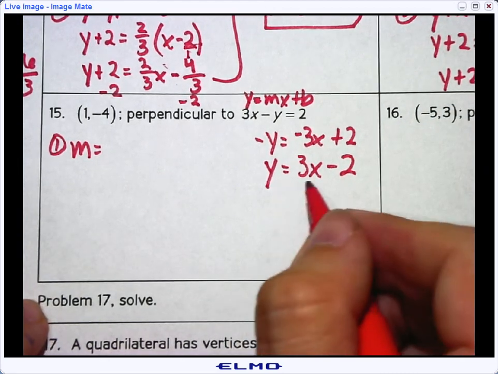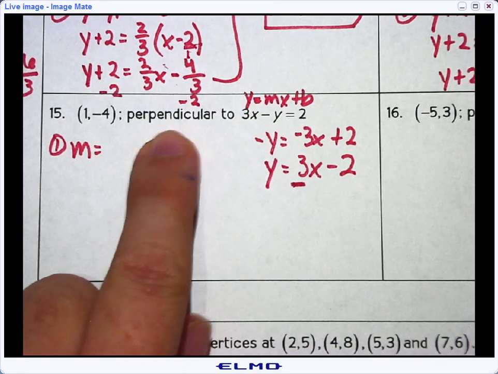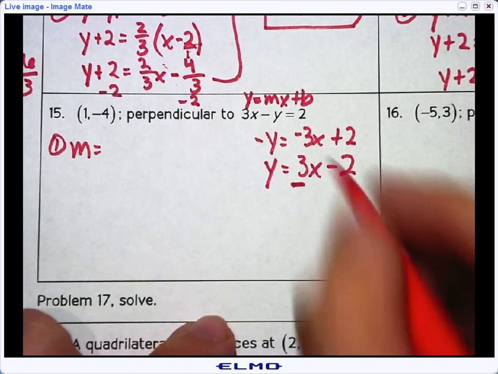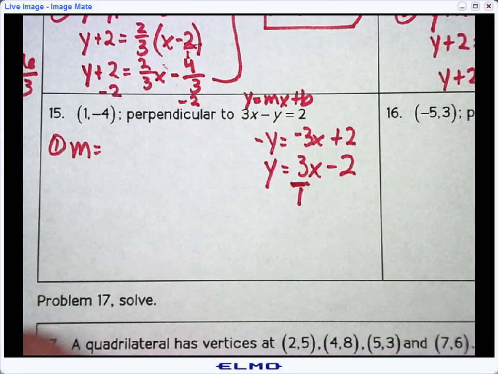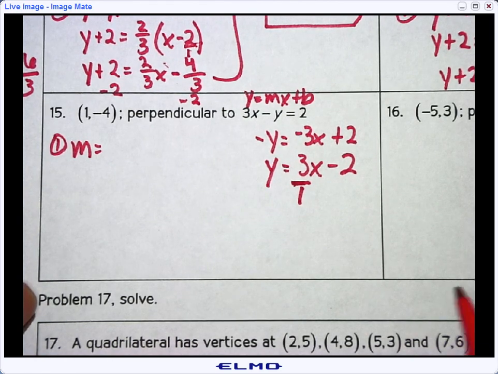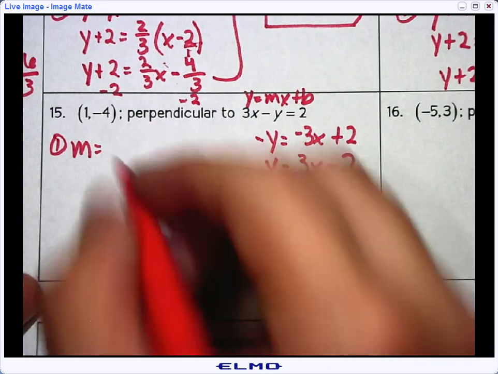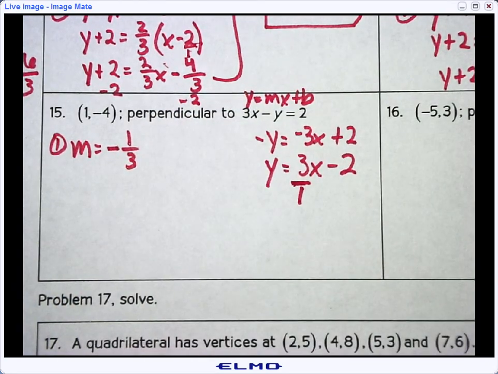What's the slope of this line? Positive 3. My lines are perpendicular. So I'm going to take that positive 3, think of it as 3 over 1. Flip it. You're going to get a 1 over 3. It's positive. The other one has to be negative. So negative 1 over 3 is the slope I will use.